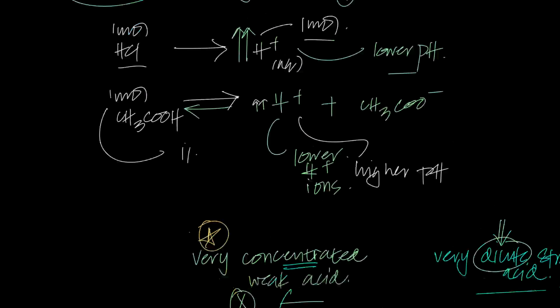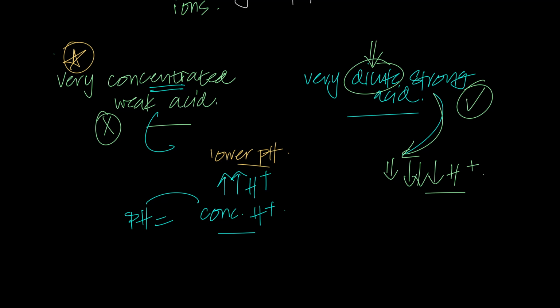But it's also very important to understand and appreciate the fact that if you have a very concentrated weak acid, it can actually even have a lower pH than a very dilute strong acid. Got it? I hope this concept is now crystal clear in your brains, that the strength of the acid has to do with ionization, whereas the pH of the acid has to do with the concentration of hydrogen ions. Great. Now, the third concept that I want to get crystal clear for you guys.